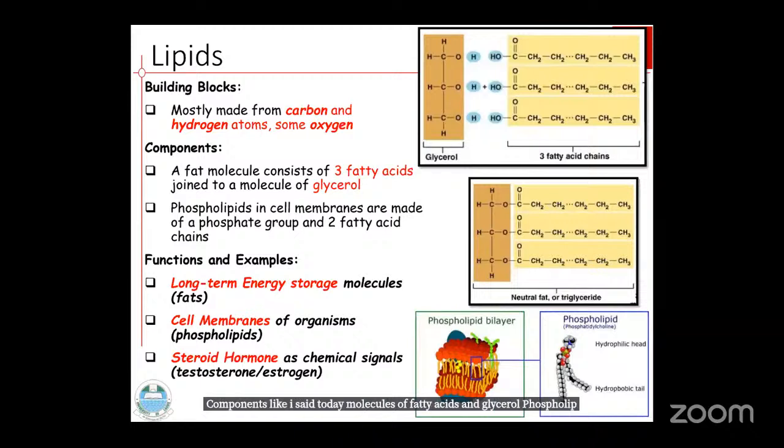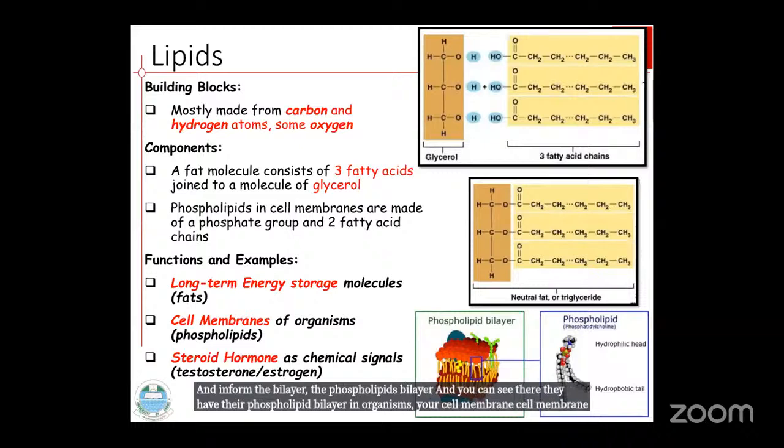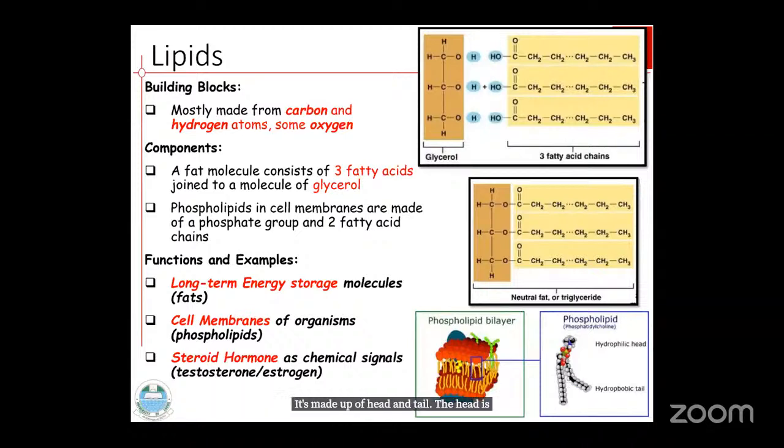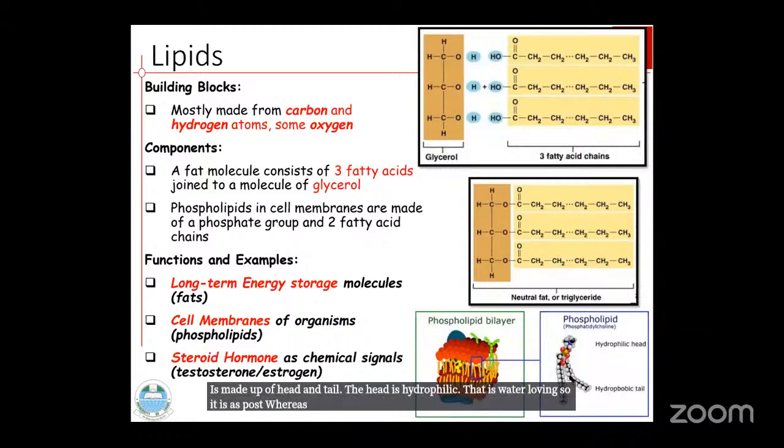Phospholipids are a major form of lipid. That is when phosphates and lipids come together to form phospholipids, and they form the phospholipid bilayer. And you can see there, they have the phospholipid bilayer in organisms. Your cell membrane is made up of a phospholipid bilayer. And what I mean by phospholipids is that there is a head and a tail. The head is hydrophilic, that is water loving, so it is exposed, whereas the tail is hydrophobic. The hydrophobic tail is found inward and they are hidden.